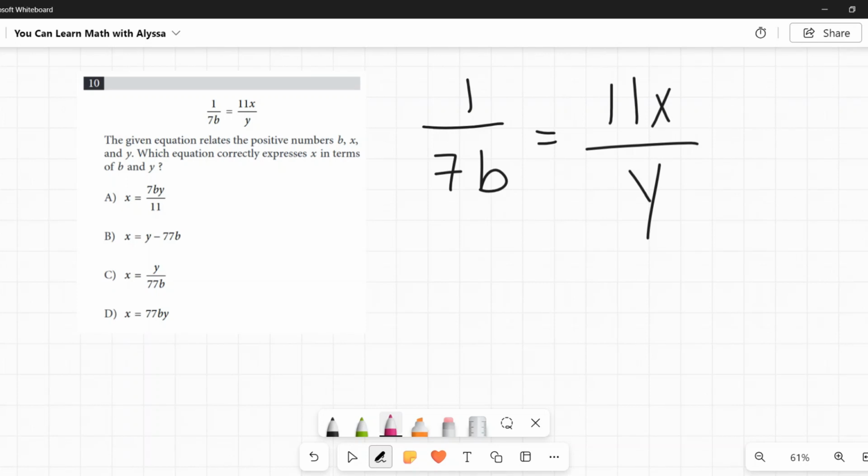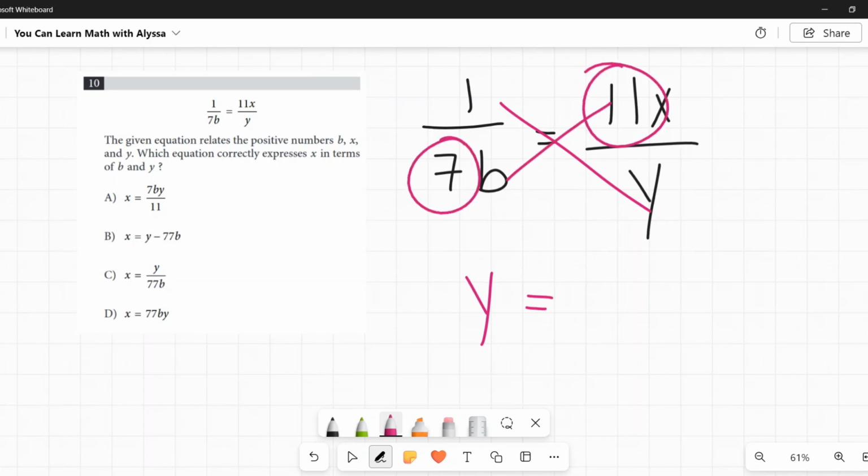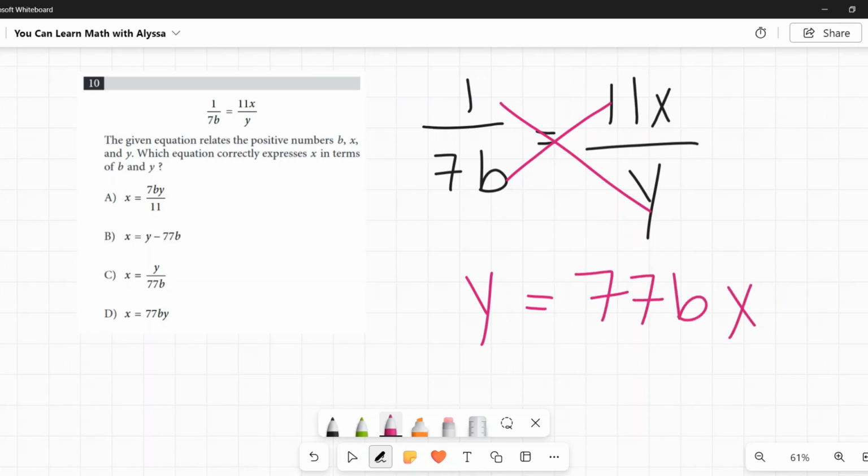But looking at it now, I think the simpler way to do this is to cross multiply. It will get rid of your fractions immediately, and then you can simplify it pretty quickly. So let's cross multiply. 1 times y is y. On this side, 7b times 11x. We can do 7 times 11. That is 77. And then just the b and the x stay by themselves.